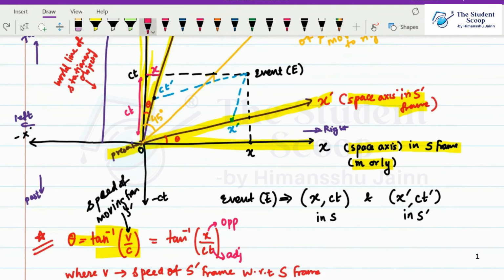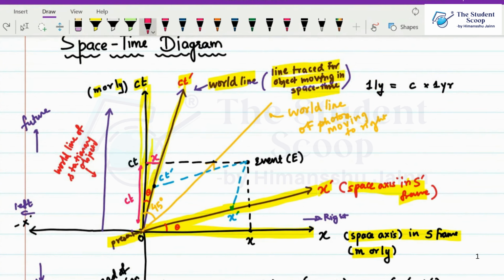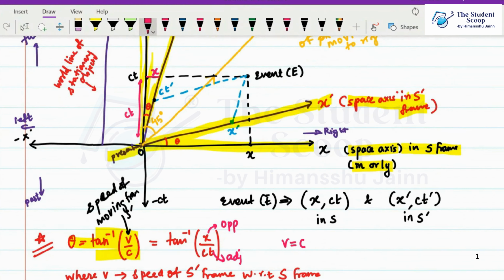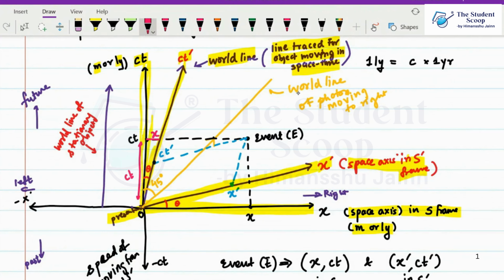Okay. Then once we get the space axis for both frames, we need to understand that if v is equal to c, then tan inverse of 1, it will be c over c. So tan inverse of 1 would be equal to 45 degrees. So theta becomes 45 degrees. So light, usually a photon, is traveling in this direction, and it has a world line which makes an angle of 45 degrees with respect to the time axis. Okay, so this is the world line of a photon.